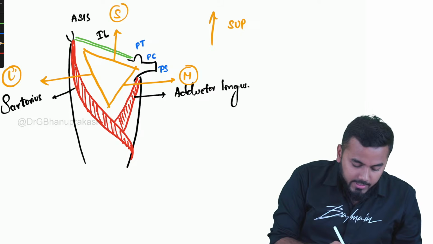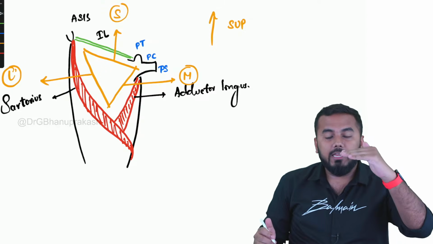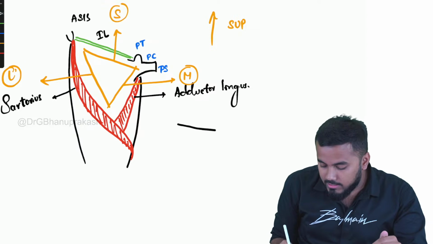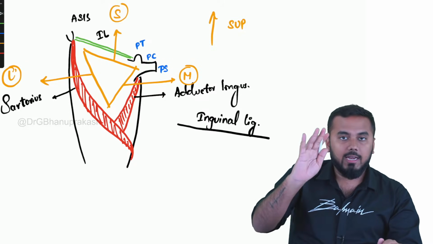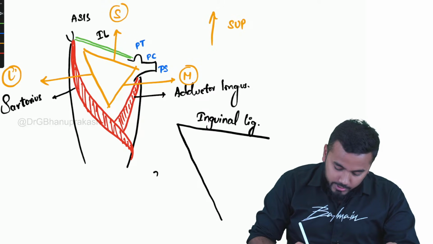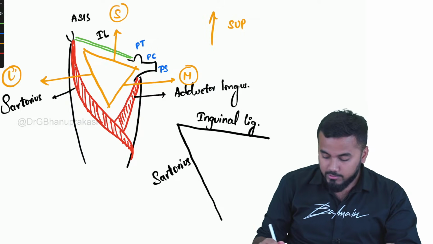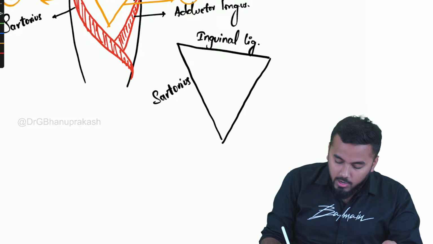The same thing I'm drawing in the form of a line. Femoral triangle: superiorly, it has the inguinal ligament. Laterally, it has the Sartorius muscle. And medially, it has the Adductor Longus muscle.